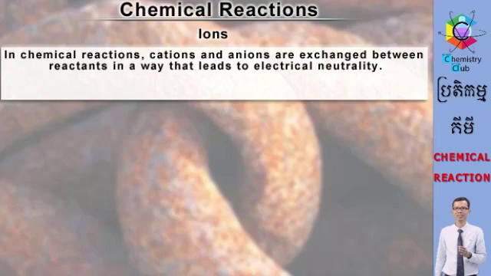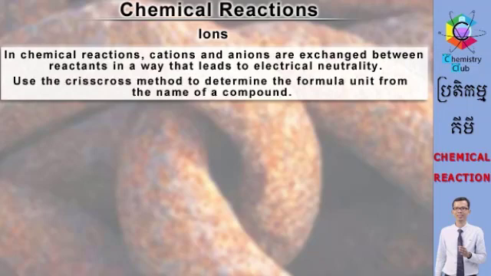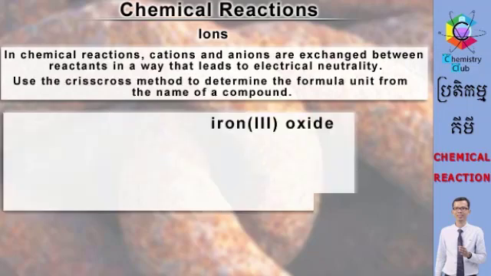In a chemical reaction between ionic compounds, cations and anions are exchanged between reactants in the appropriate proportions to lead to electrical neutrality. This means that when writing the formula unit for an ionic product or reactant, the charges present on the anions in the compound must cancel the charges on the cations. If you are only given the name of the compound, you can determine the formula by using what is known as the Crisscross Method. What is the formula for iron(III) oxide?